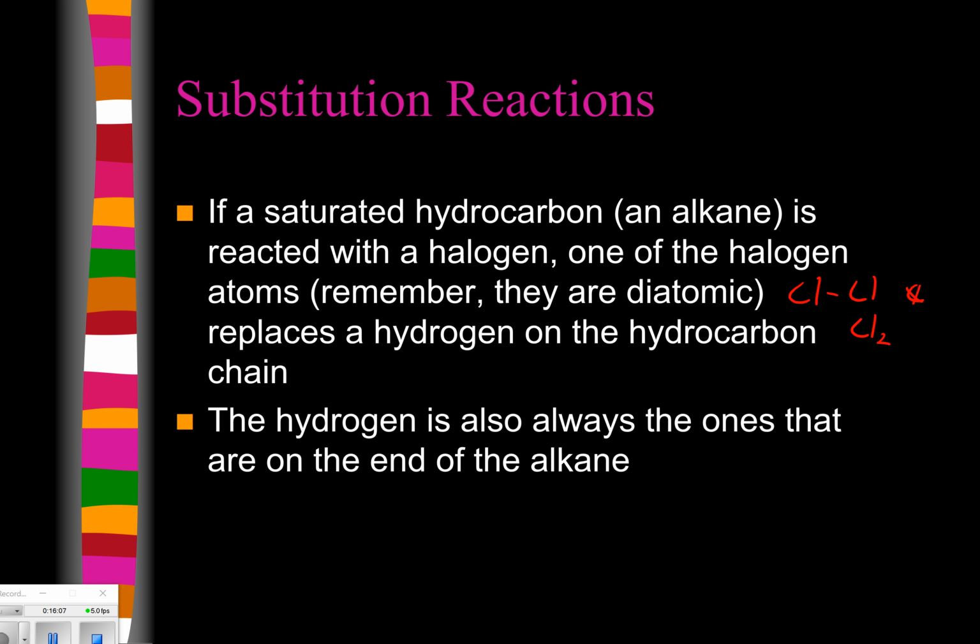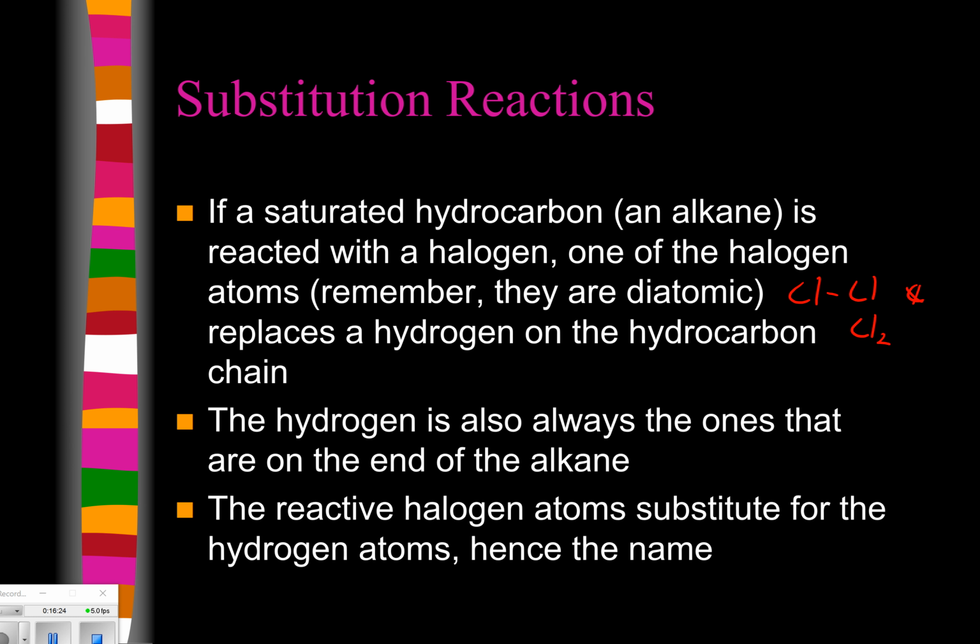The hydrogen is also always one of the ones that are on the end of the alkane. That's one of the ways we can identify if the molecule that was made underwent a substitution reaction, because those halogens are going to be on the end of the molecule. And we have a one-for-one substitution, and that's how we get the name of a substitution reaction.